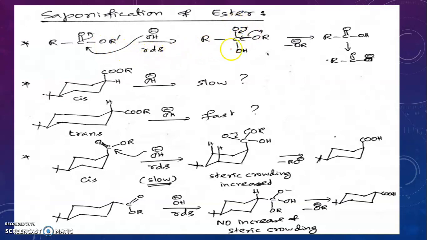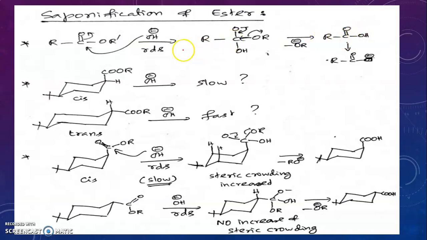Okay, you will get this ion, right? When OH attacks here, this bond goes to oxygen, so you will get O minus, and OH is attached to this carbon. When this minus comes back, OR is a better leaving group, so that group will come out and you will get this product.